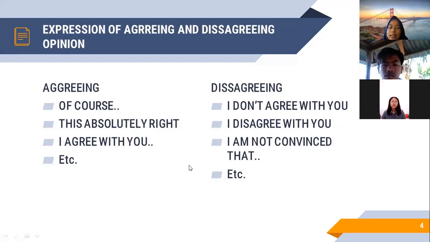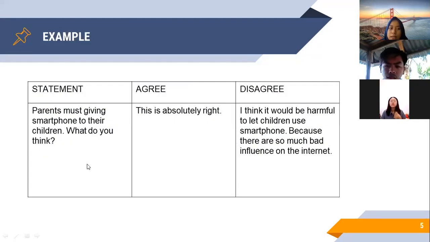And then here are the expressions of agreeing and disagreeing with an opinion. Because if someone gives an opinion, someone might agree or disagree with it. When you agree with the opinion, you can say, of course, this is absolutely right, or I agree with you, etc. If you disagree with the opinion, you can say, I don't agree with you, I disagree with you, I'm not convinced that blah blah blah, etc. I think that's clear. And then here's an example.